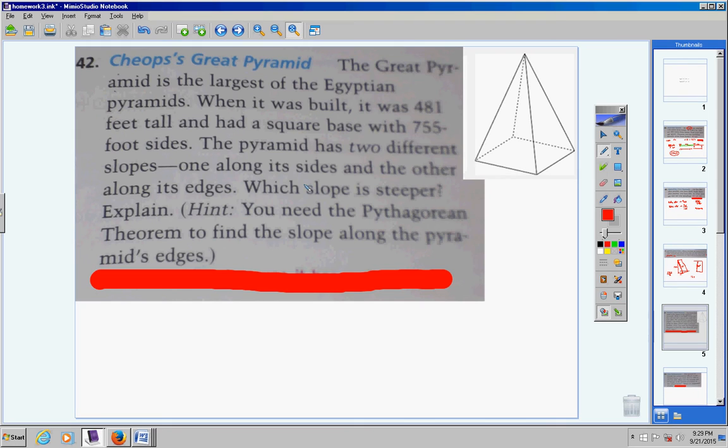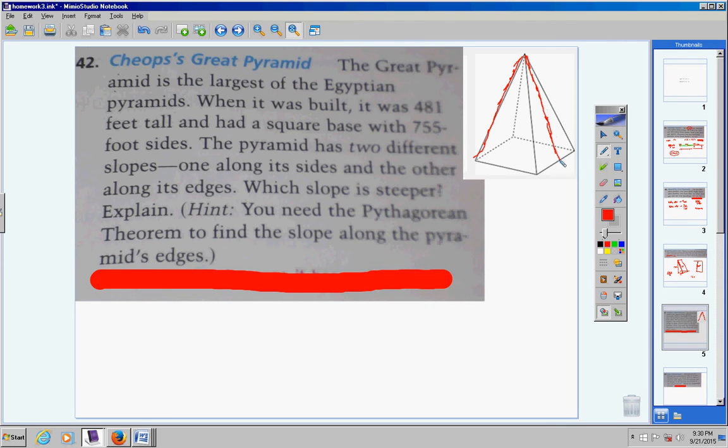The Great Pyramid is the largest of the Egyptian pyramids. When it was built, it was 480 feet tall and had a square base with 755 foot sides. Now notice I've thrown a pyramid up here for you to see, okay? The pyramid has two different slopes. The slope of this line here, that's an edge. Okay, does everybody see that? The slope of that line there. Let me use this line over here. It's easier to see. The slope of this edge right here, okay? And then the slope of going from the top of the pyramid down the middle of the side right here.